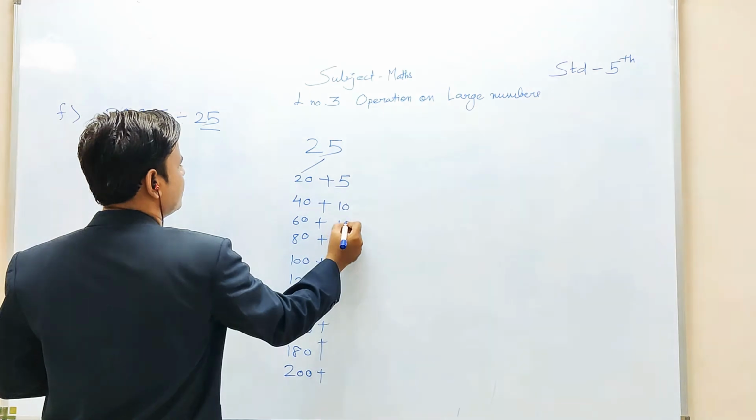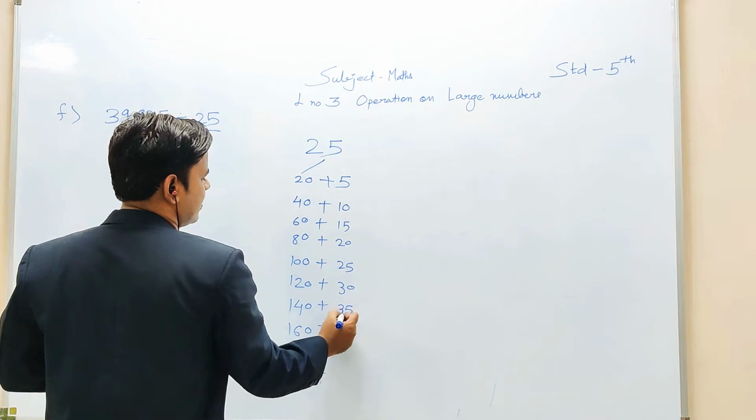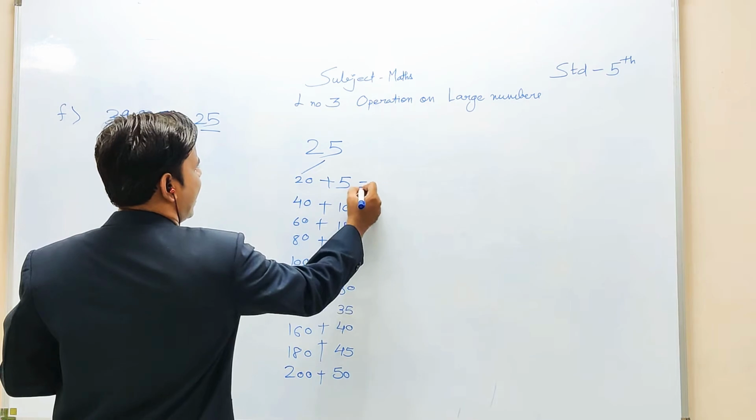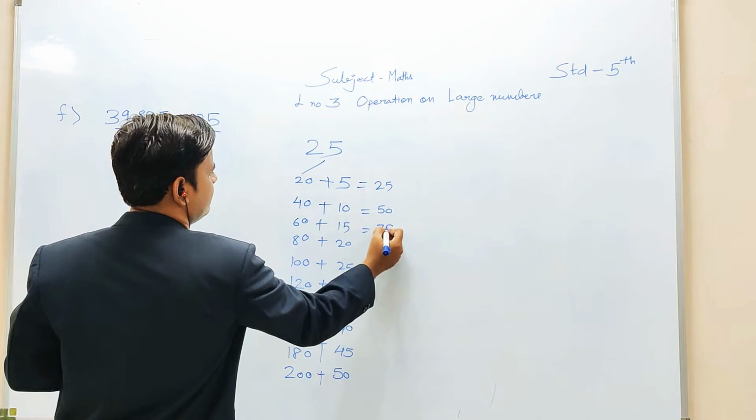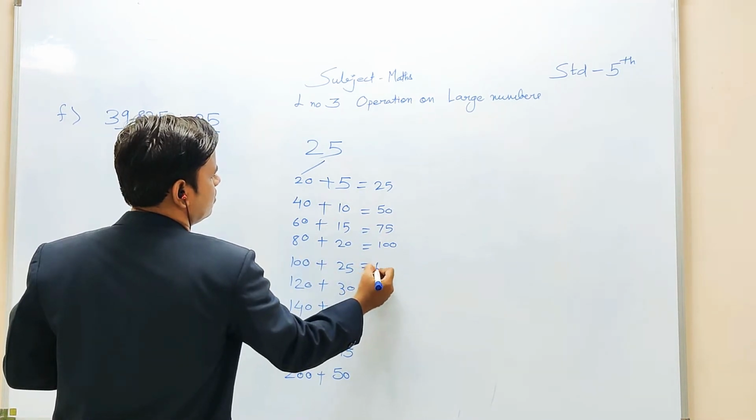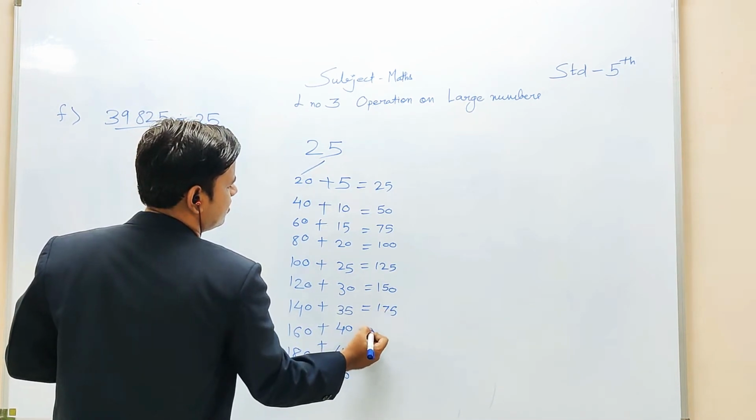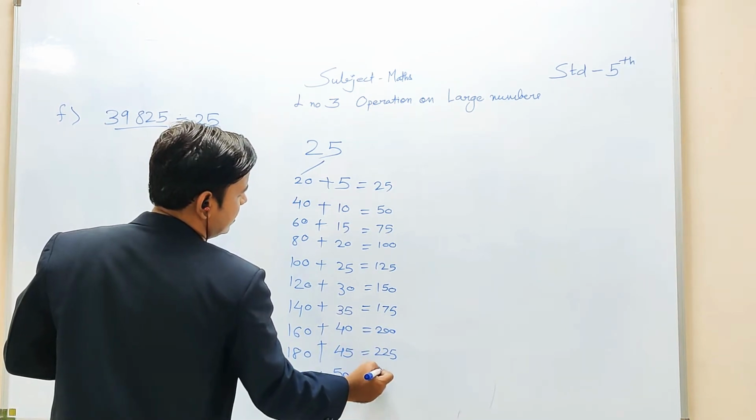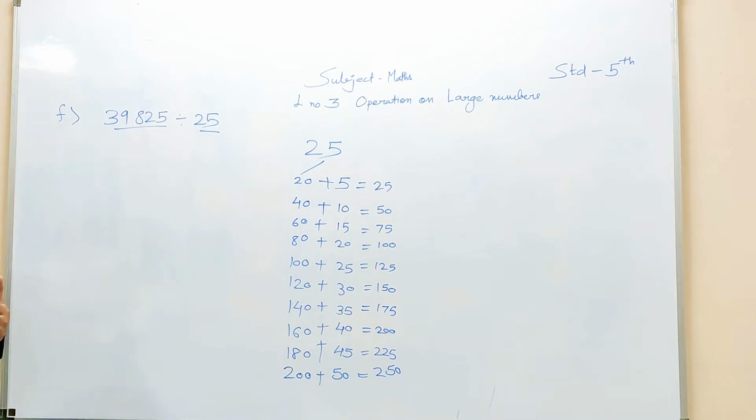5 1s are 5, 5 2s are 10, 5 3s are 15, 5 4s are 20, 5 5s are 25, 5 6s are 30, 5 7s are 35, 5 8s are 40, 5 9s are 45, and 5 10s are 50. Add 20 plus 5, 25, 50, 75, 100, 125, 150, 175, 200, 225, and finally 250. So we have got the table of 250 with us. Okay, we have got table of 25.